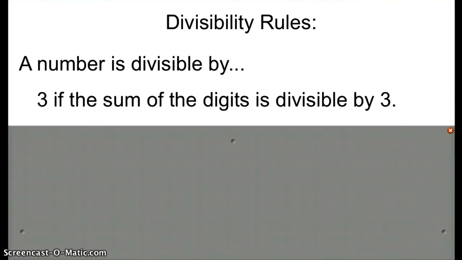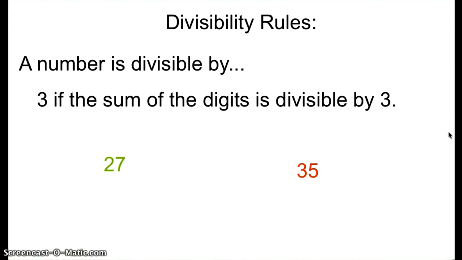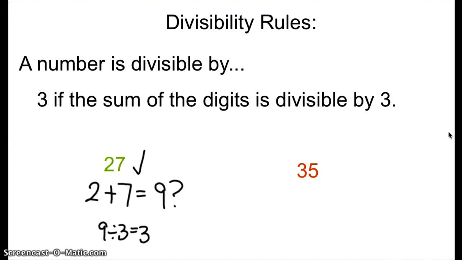A number is divisible by 3 if the sum of the digits is divisible by 3. So one example that works and one that doesn't. So I have 27. 2 plus 7 equals 9. Is 9 divisible by 3? 9 divided by 3 is 3. So yes, I can divide 27 by 3 and get an integer with no remainder.